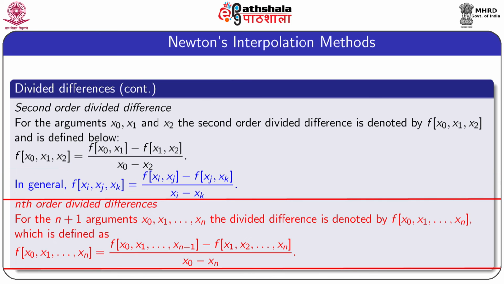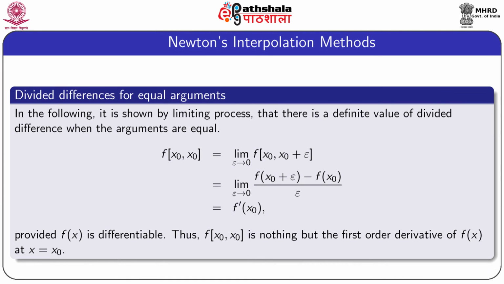In general, the nth order divided difference is defined for n plus 1 arguments as f of [x0, x1, x2, ..., xn] equal to the n minus 1 order divided difference for the arguments x0 to xn minus 1, minus the n minus 1 order divided difference of the arguments x1 to xn, whole divided by x0 minus xn. So, using this definition we can generate all order divided differences, and these are used in the next slide.